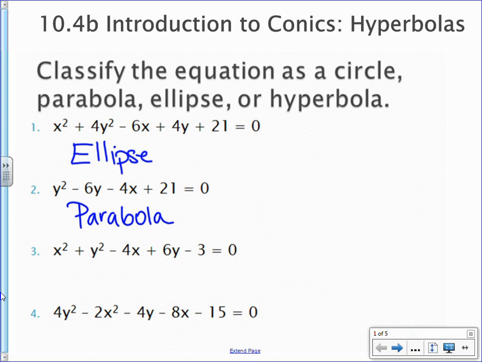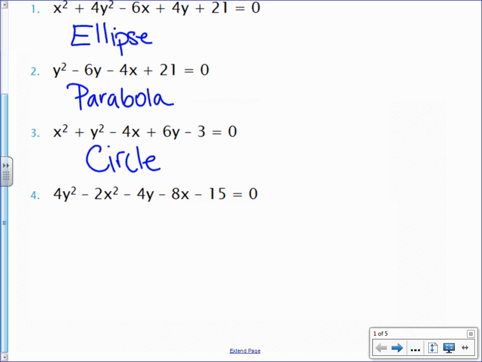I heard ellipse, and then I also heard circle. Which one? You're right, the x squared and y squared are both present, and they're both positive. But what's true about their coefficients? They're the same, which is going to make it a circle. And finally, number four.